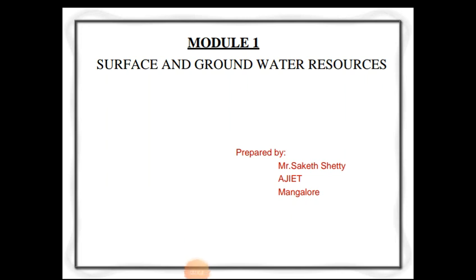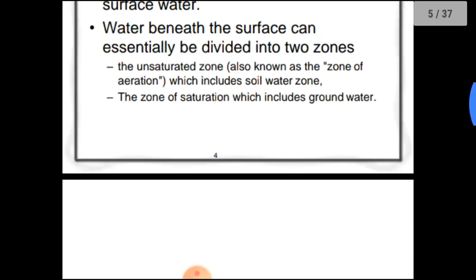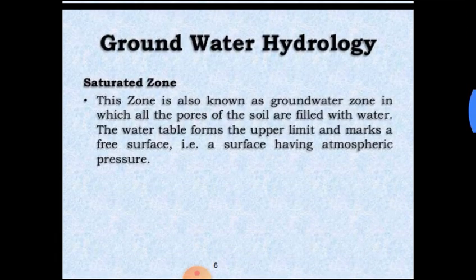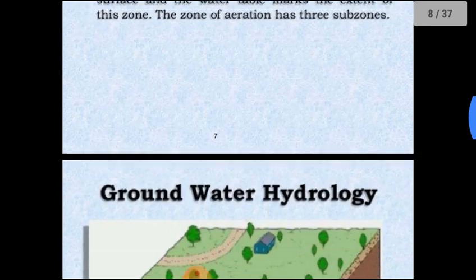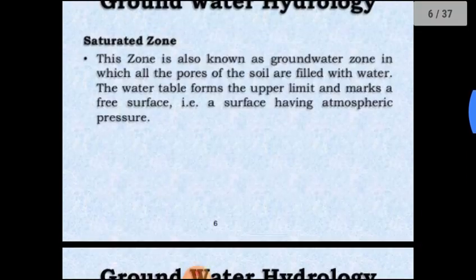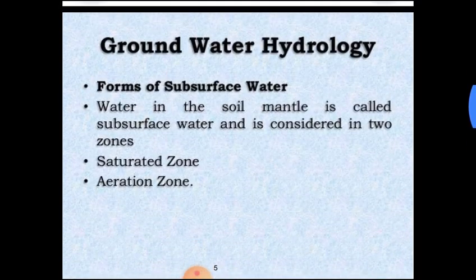That is surface and groundwater hydrology. In this module 1, today we'll discuss what we mean by zone of aeration and zone of saturation, what we mean by groundwater hydrology, and what we mean by groundwater. Everything we'll discuss. And today we'll also discuss forms of surface water.